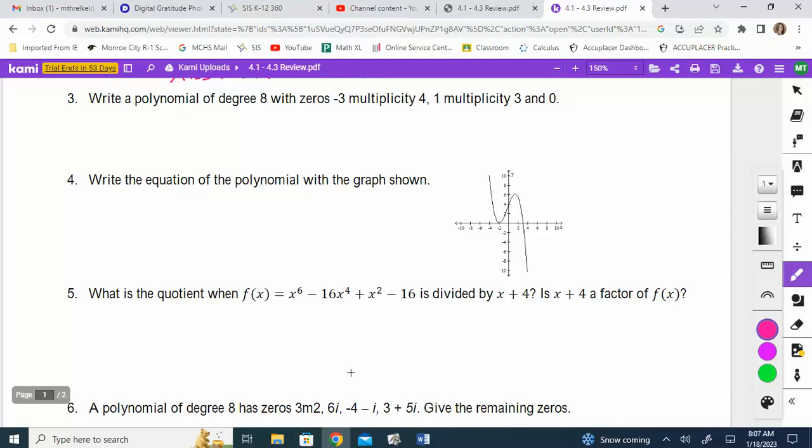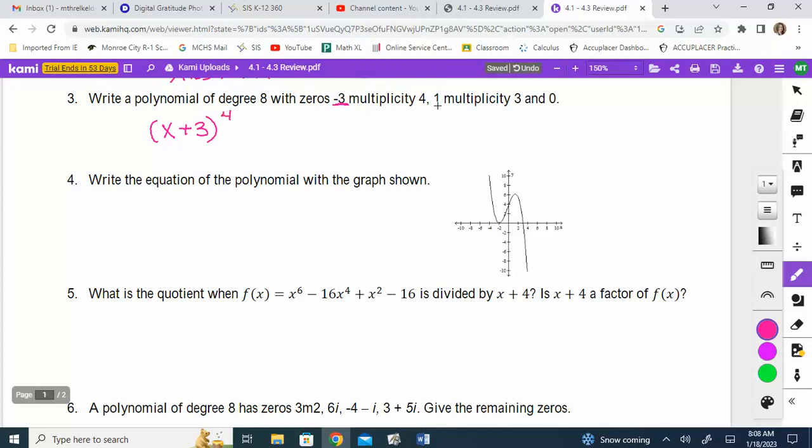So then we started talking about writing the polynomials. So we had to talk about the difference between a factor and a zero. A factor is just a zero with the x put with it. So if negative 3 is a zero, what would the factor be? And it said that one had a multiplicity of 4. Good.